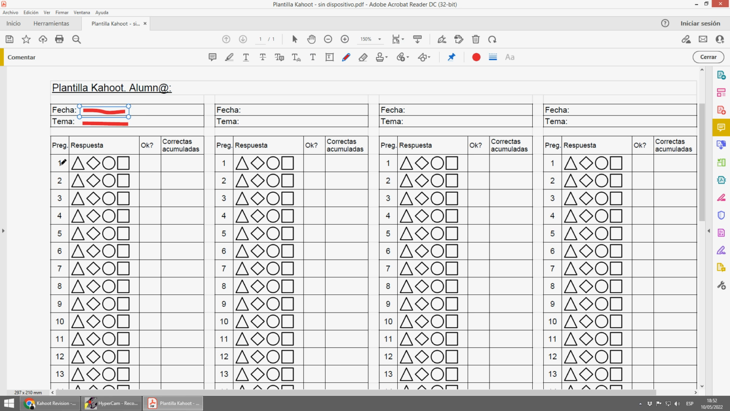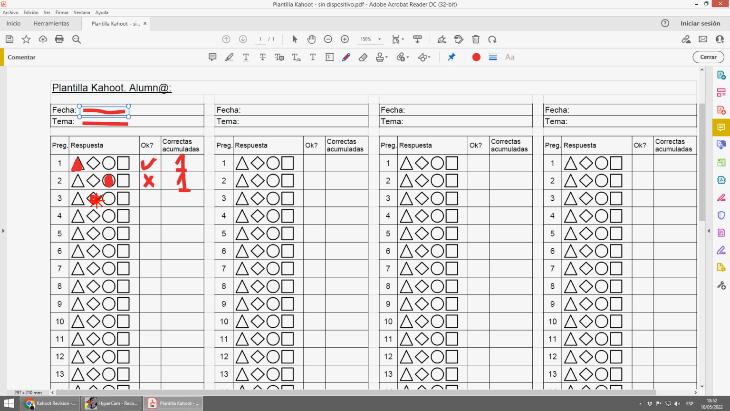And when the first question appears, the student marks here his answer. If it's okay, he puts here a tick, and he counts 1 correct answer accumulated. Next question, he marks his answer. If it's wrong, he puts a cross when you are verifying the Kahoot, and still 1 correct answer accumulated.